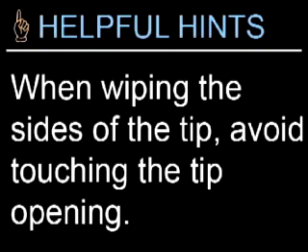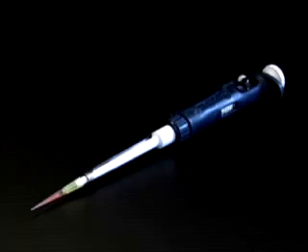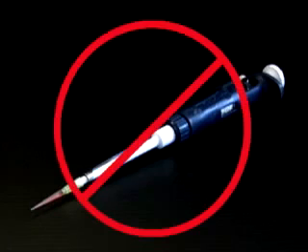Fifth, when wiping excess liquid off the sides of the tip, avoid touching the tip opening because some of the sample may be lost. Sixth, when liquid is in the tip, never allow the pipetman to tilt more than 20 degrees from vertical and never lay the pipetman on its side.